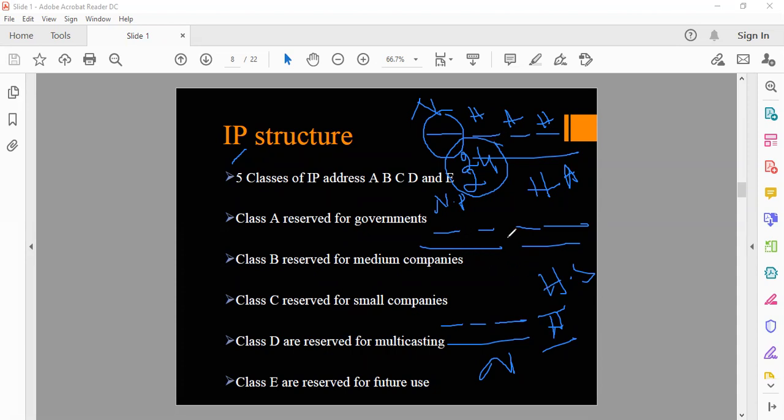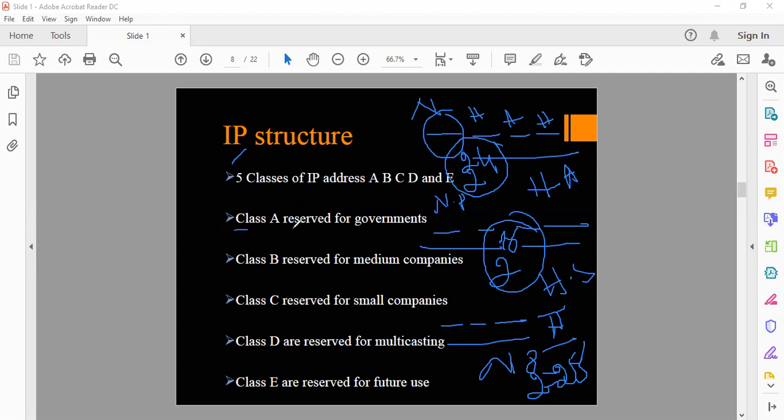While in class B addressing, you have only 16 host bits, 2 raised to the power 16, meaning you have that range of IP addresses. While in class C you have 2 raised to the power 8, meaning you have only 254 hosts in that specific network.